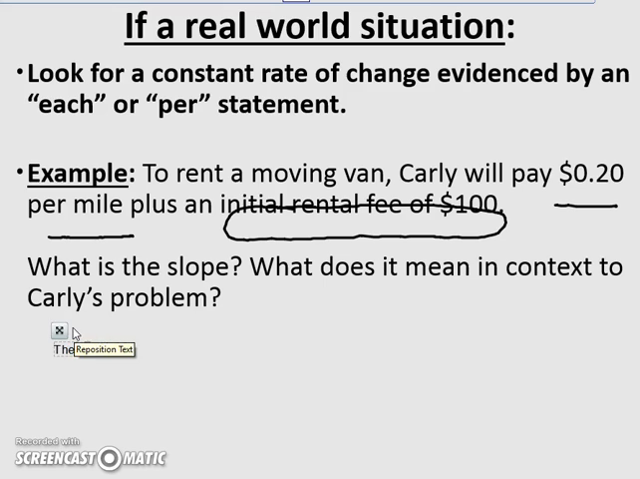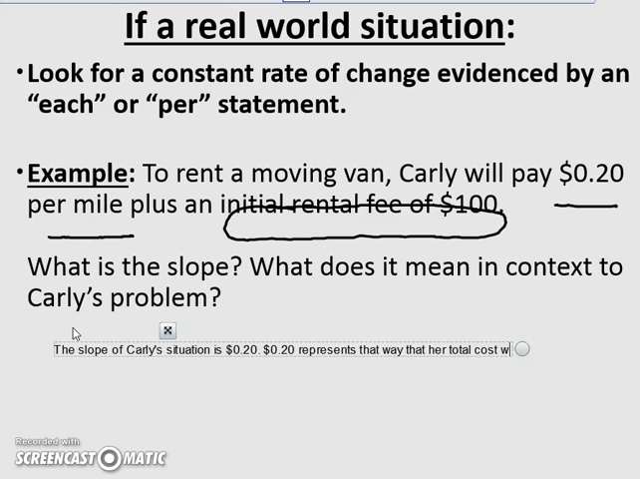So, the slope of Carly's situation is 20 cents. 20 cents represents the way that her total cost will change with each mile she drives.